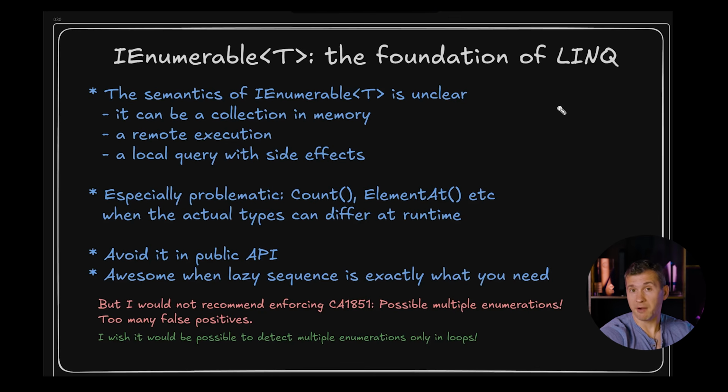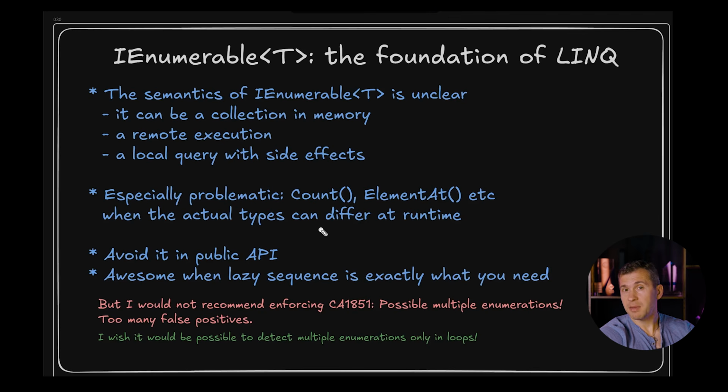And this is what we've been covering today. And that's why LINQ might be tricky, because the semantics of IEnumerable is not clear. Is it a collection in memory? Is it a remote code execution because you're using LINQ to Entities? Is it a local query with side effects? And since LINQ is used by millions of developers, it has a ton of optimizations. For instance, Count on IEnumerable is optimized for a List of T or for collections. And when the actual type changes over time, that changes the algorithmic complexity of those operations.